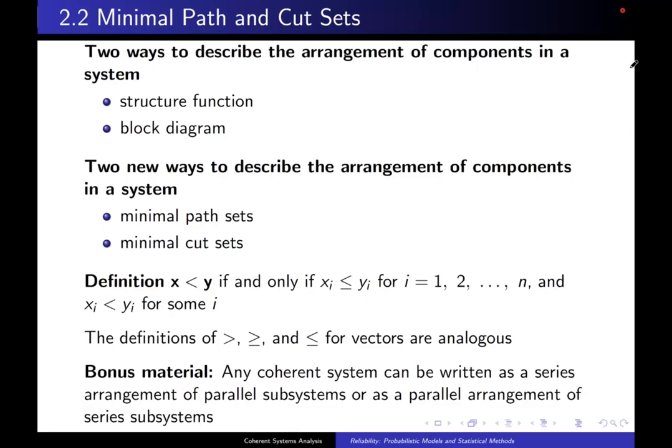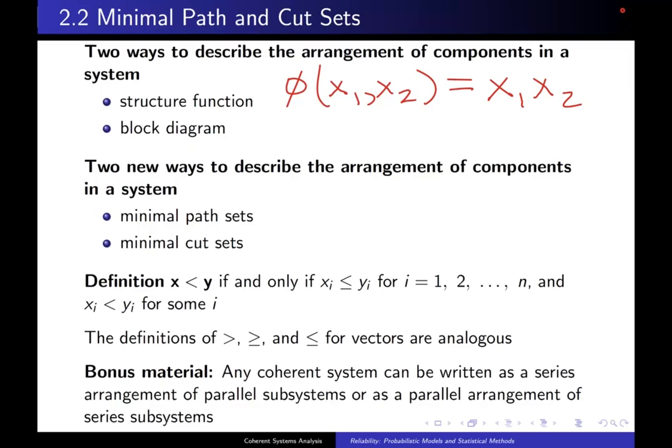The first is the structure function, and we use the Greek letter phi for a structure function, and its arguments are x. So for example, if I have a two-component system, the two arguments will be x1 and x2, and if those two components are arranged in series, then the structure function will be x1 times x2. So that's one way to define the arrangement of components in a system.